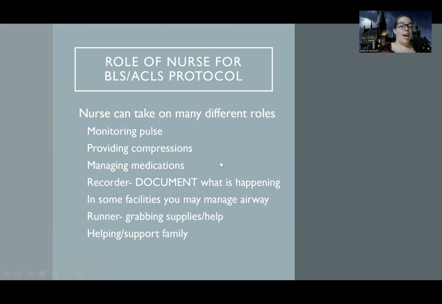There's a recorder that documents everything that's going in. And now they have fancy things in the charting system where I can easily click and document it. But sometimes we still are writing it down on a piece of paper and later documenting it. In some facilities, you may manage airway, but most places respiratory does that.